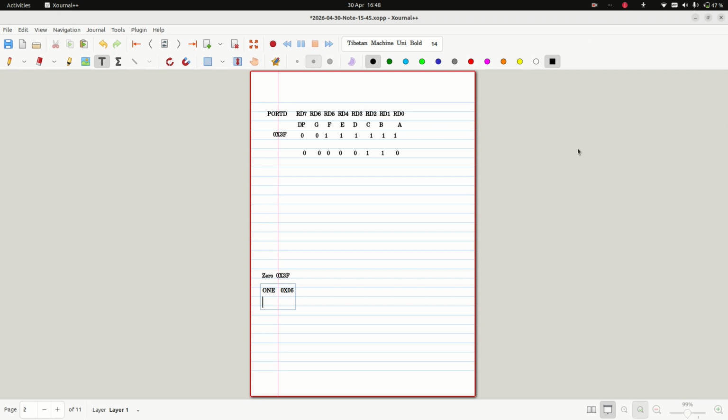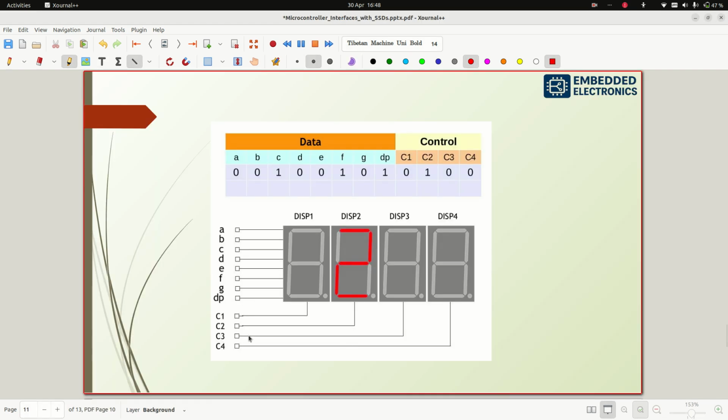So now, for the control pins, here we have 4 control pins, right? C1, C2, C3 and C4.